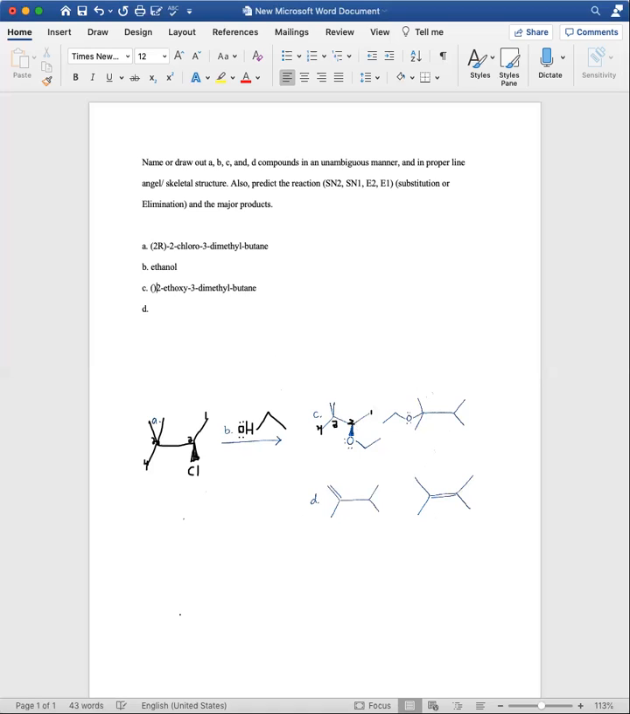And we always put them in parentheses, 2R. Don't forget the dash. Okay, so we are done with part C. So we're going to start with part D.